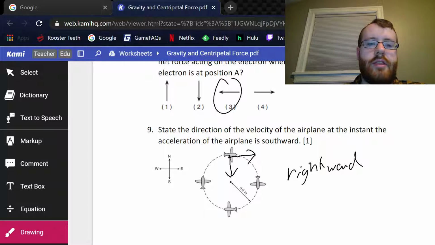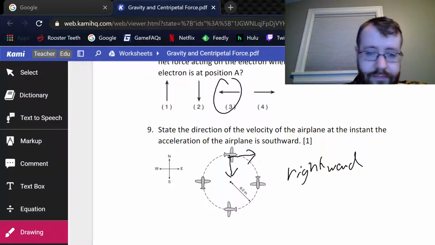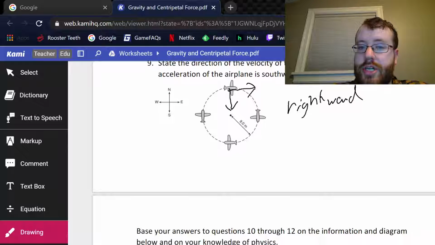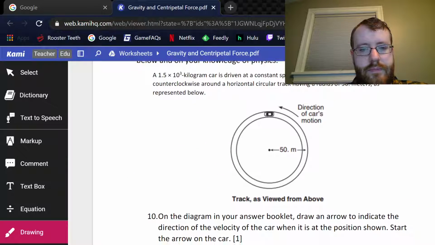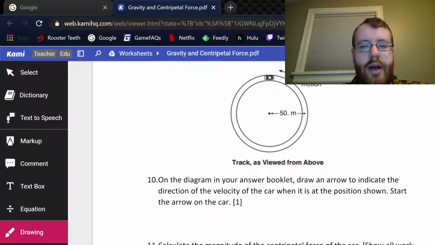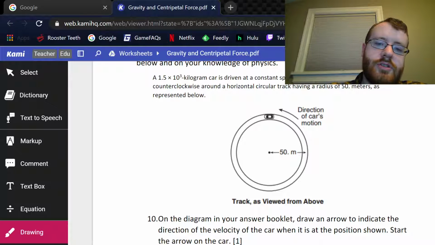So again, the instant the acceleration is pointing towards the south, it's always pointing towards the center. So when it's pointing down is when the plane's at the top here. And then it's asking which direction is the velocity. Velocity is simply the direction the object is moving. Direction of the velocity at the position shown. Again, it's the direction that it's moving. It's going that way.